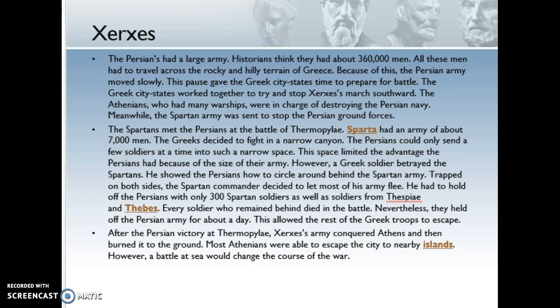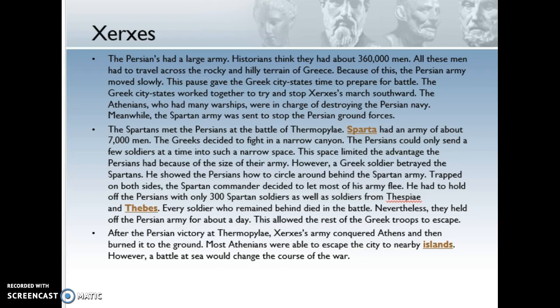The Athenians, who had many warships, were in charge of destroying the Persian navy. Meanwhile, the Spartan army was sent to stop the Persian ground forces. The Spartan men met the Persians at the Battle of Thermopylae. Sparta had an army of about 7,000 men. The Greeks decided to fight in a narrow canyon. The Persians could only send a few soldiers at a time into such a narrow space. This space limited the advantage the Persians had because of the size of their army.